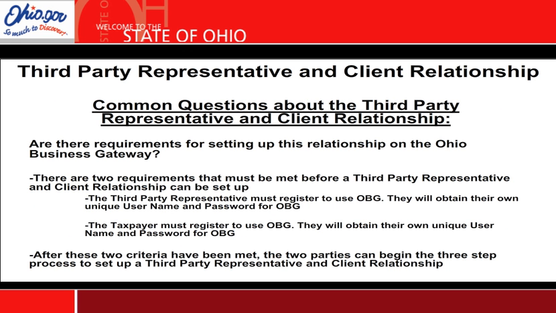To begin the third-party representative and client relationship process, each party will need to be registered to use OBG. This means that the taxpayer must register on OBG with their business information and obtain a username and password for their OBG account. The third-party representative will also need to register on OBG using their business information and obtain their own unique username and password. For assistance in registering to use OBG, please see our tutorial, New OBG Account Registrations.